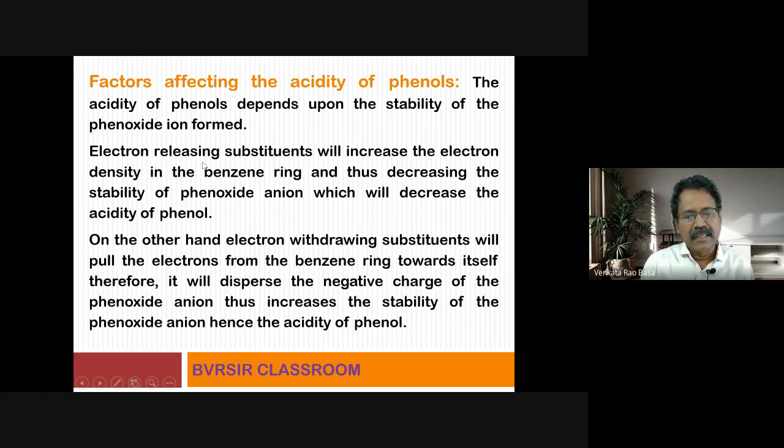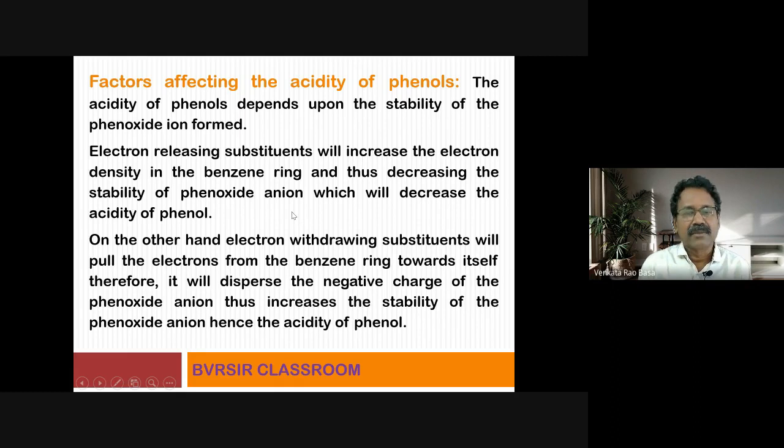One is electron releasing substituents, which will increase the electron density in the benzene ring. You please observe that already there is excess of electron density in the benzene ring. Now we are studying about these electron releasing substituents. Electron releasing substituents will increase the electron density in the benzene ring and thus decrease the stability of phenoxide ion, and which will decrease the acidity of phenol.